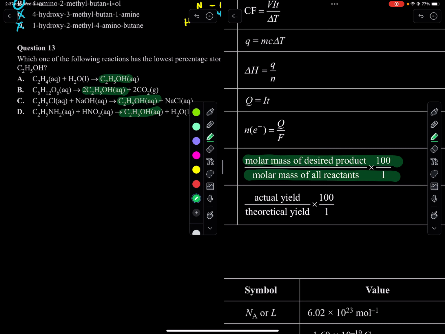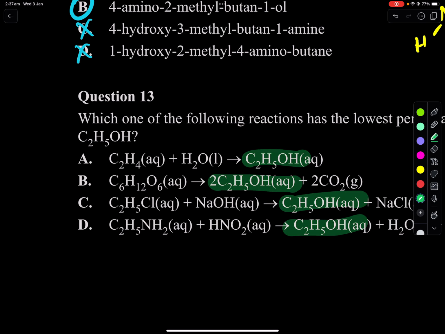So the formula is the molar mass of the desired product, which in this case is our ethanol, divided by the molar mass of all reactants, and times it by 100 to get it in terms of percentage. So let's do that for the first reaction.